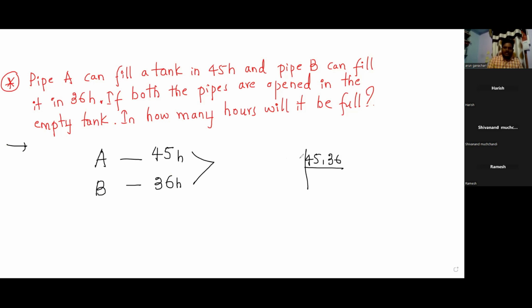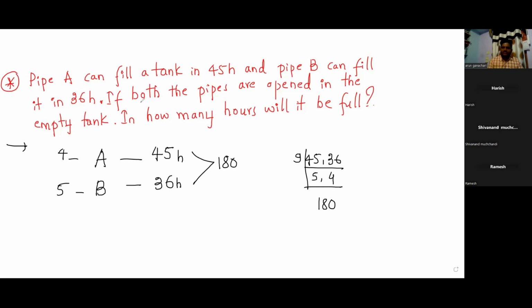They are both divisible by 9, so I'll directly divide by 9. 5, 4. Can we divide it further? I don't think so. 5 fours are 20. 20 into 9 is 180. So the LCM is 180. 180 divided by 45 is 4, and 180 divided by 36 is 5.